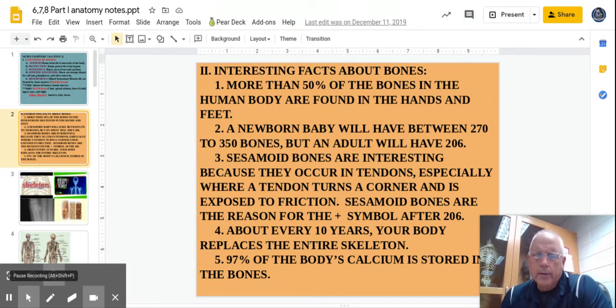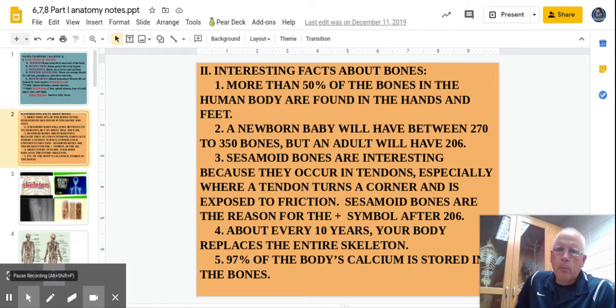But some interesting facts about bones. About 50% of your bones are found in your hands and feet. You'll find that out from the diagrams. A lot of wrist bones, a lot of ankle bones, because of how we move and how we grasp things and that type of thing.